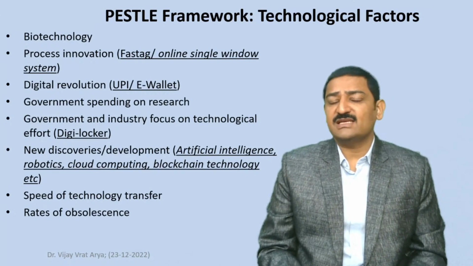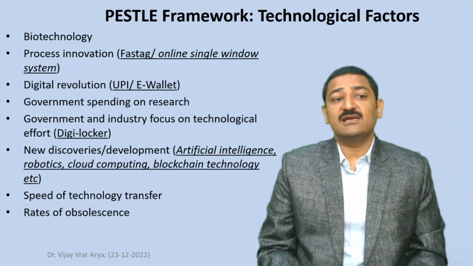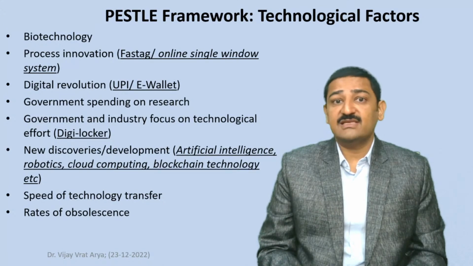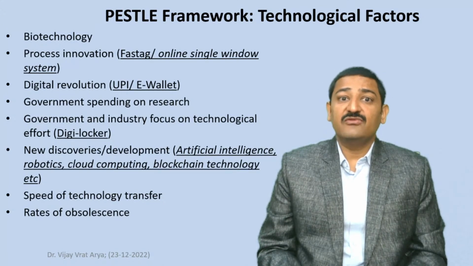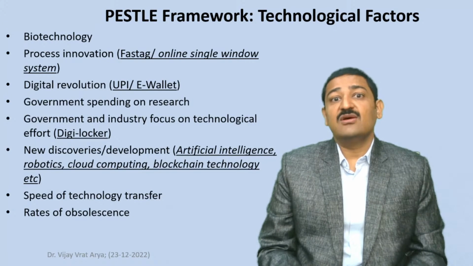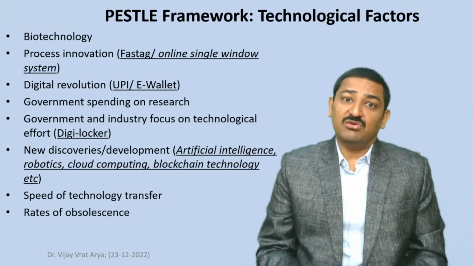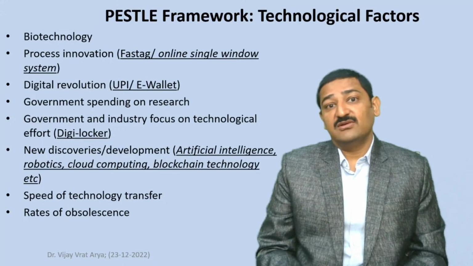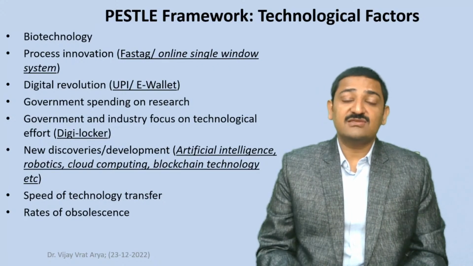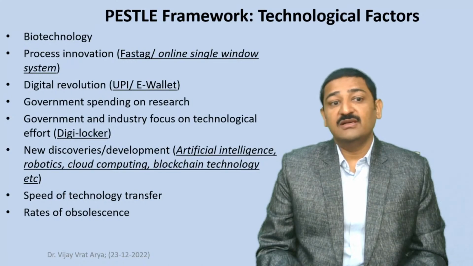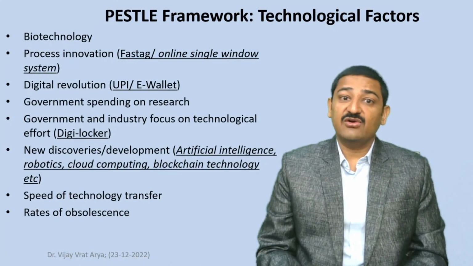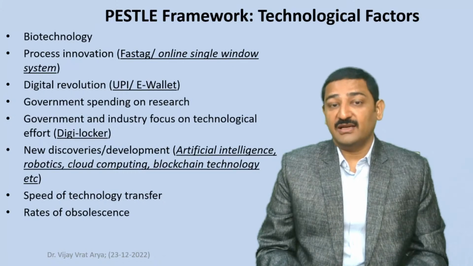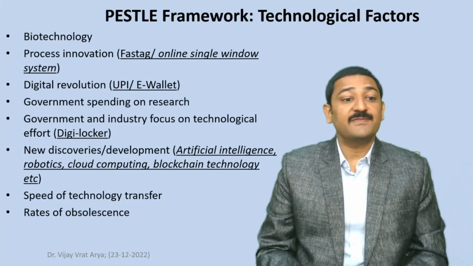We have some good examples one can refer to, such as the introduction of FASTag on toll plazas and the online single window system for getting clearances or approvals for initiating any type of process or organization setup. Digital revolution. Very recently, we have seen the cases of UPI and e-wallet. Apart from that, government spending on research and development is again part of the technological factors.